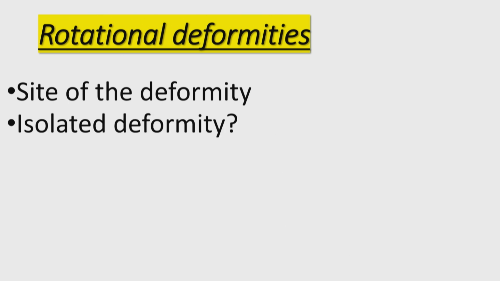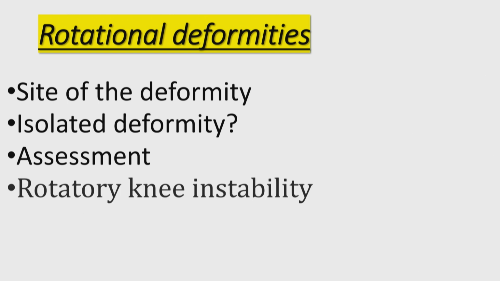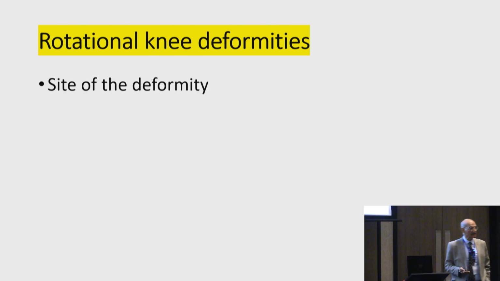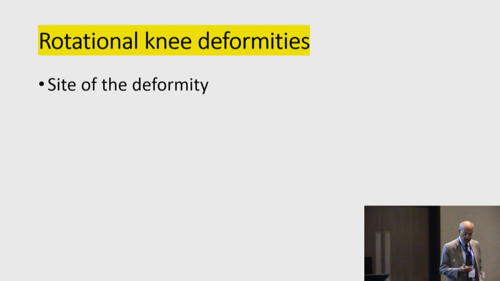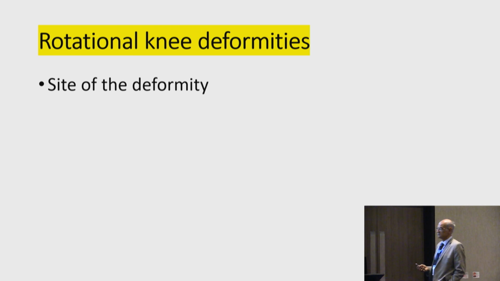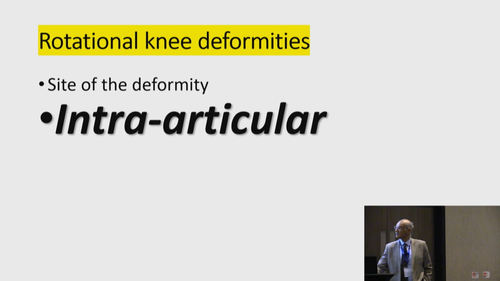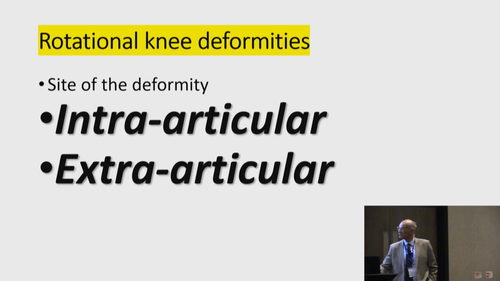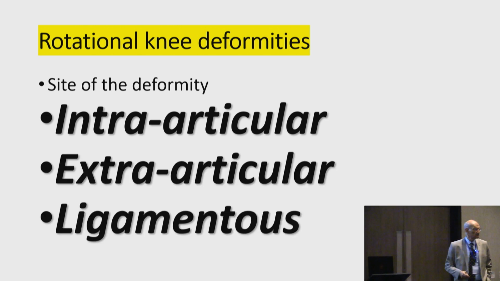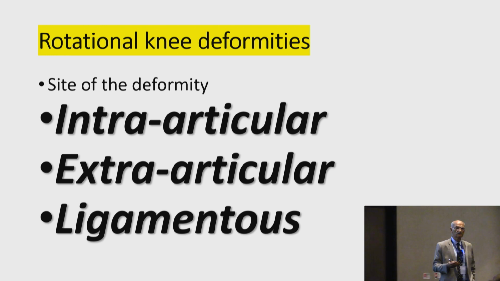We are going to talk about the site of the deformity. Is it an isolated deformity? The assessment, rotatory knee instability, and surgical treatment. Where is the site of the deformity? You have a rotational deformity, and you have to decide whether intra-articular, extra-articular, ligamentous, or all of them, or any combination.